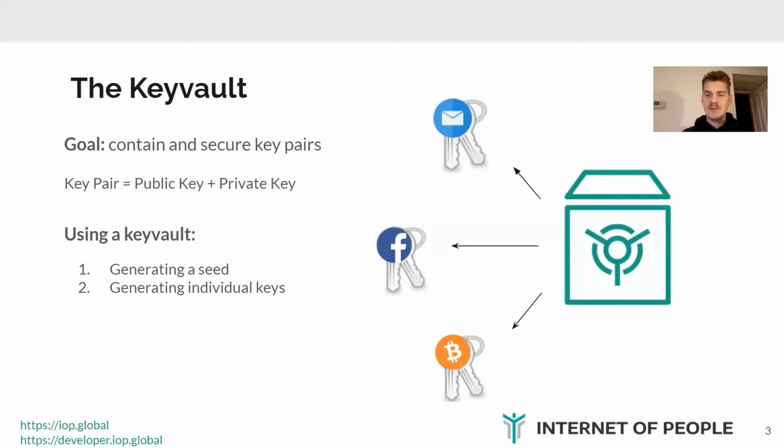Typically, when we use a key vault, we need to generate one first. And this consists of two steps. The first one is to generate a seed, and the second one is to create individual keys from this master seed, which is also called a master secret. Keep in mind that one key vault belongs to one entity. So this entity could be a device, a person, but could also be a company. Depending on who this entity is, you need to secure the key vault appropriately.